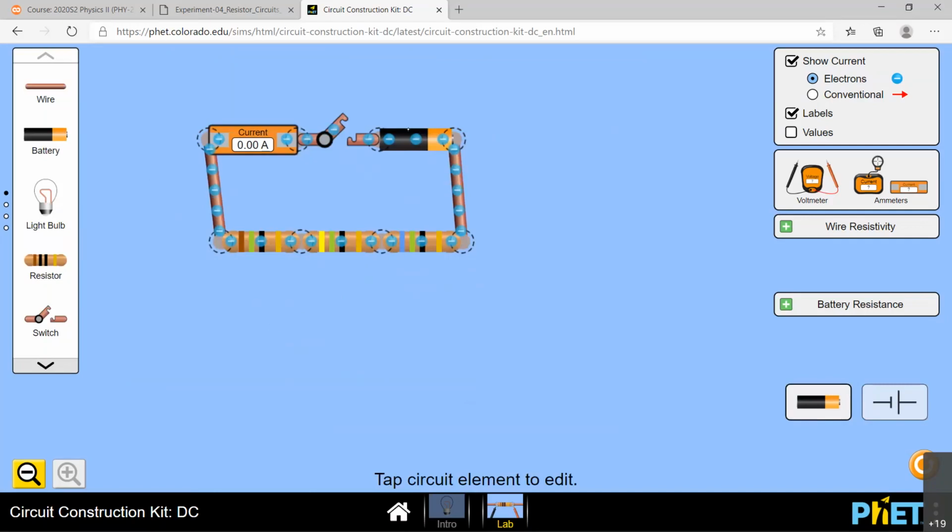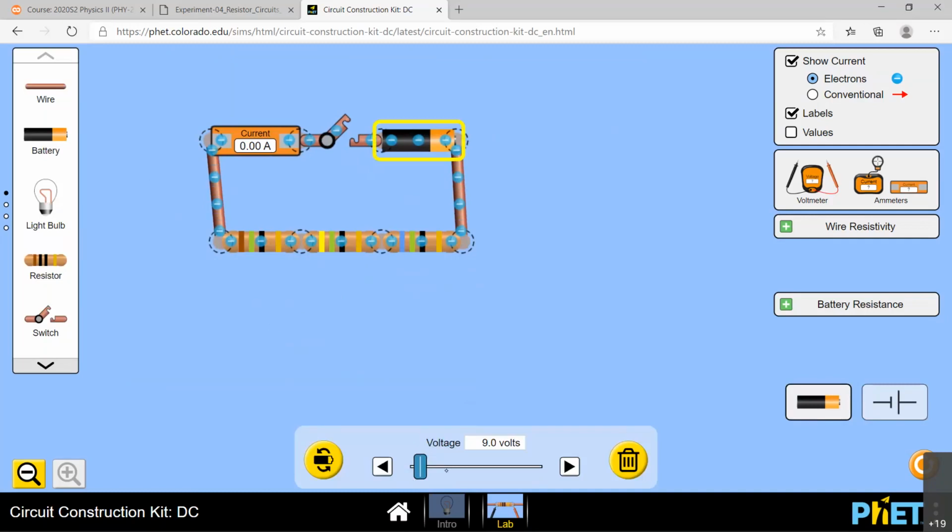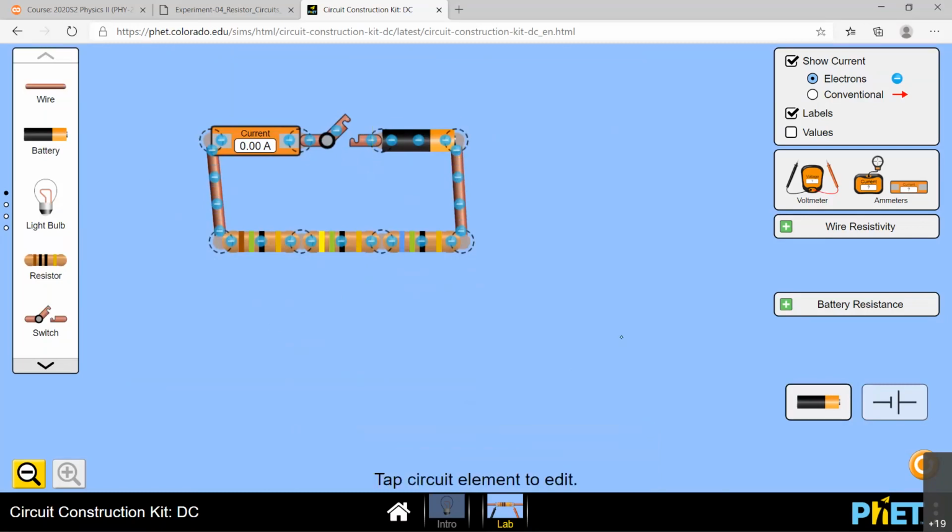Okay, and the voltage, let's keep it 9 volt. We don't need the high power here. That's good enough. If your circuit is fine, then you can click on the switch. If you click on the switch, the circuit will be continuous.